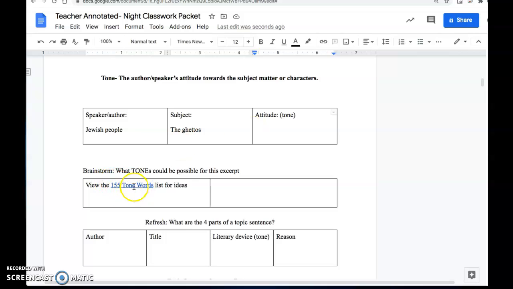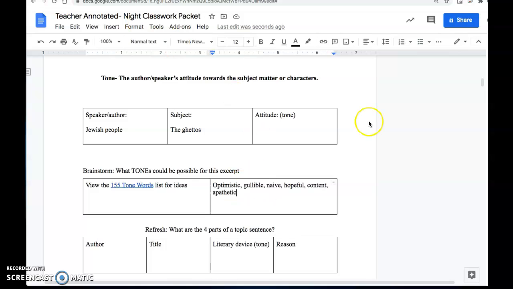What you would do is click on this 155 tone word list and start brainstorming some possible tones. Like I said in class a few weeks ago, there's never one right answer. They're just similar. So go ahead and take some time, pause the video, and look through the 155 tone word list and try to get 2 or 3. You went through your list and created kind of a brainstorm. Here were a couple that I got from the list. You'll see all of them on there. You can look up the definitions. Your choice is to choose one.